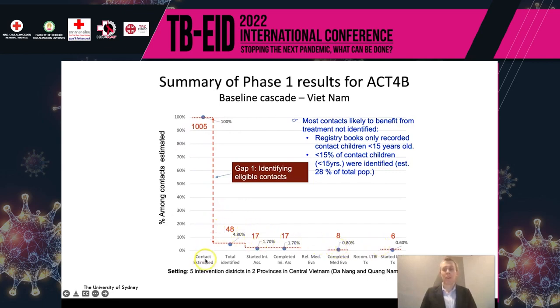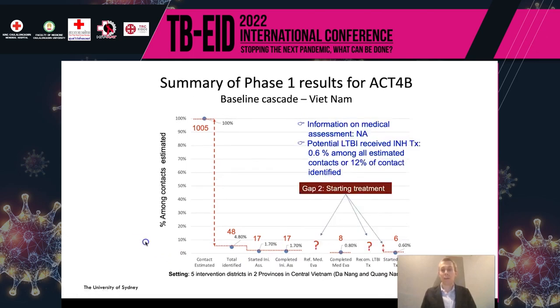So you can see here as an illustration of the cascade approach, which I think is very useful for programs. So what you do is you have a series of steps where you're collecting programmatic data routinely, and this allows you to map what the different progression points are through this cascade. So starting off with contact numbers, the numbers identified, the numbers who start assessment, the numbers who complete assessment, the numbers who were referred after being assessed and found to have latent TB for medical evaluation for treatment, the proportion who complete that evaluation, and then are commenced on latent TB therapy after being recommended. So there are many steps in this cascade, and the study aimed to address each of those steps.